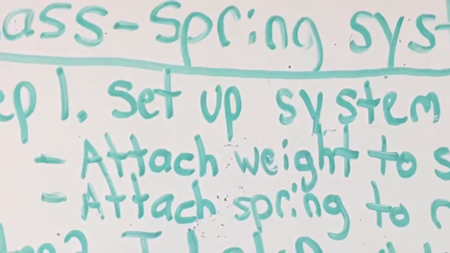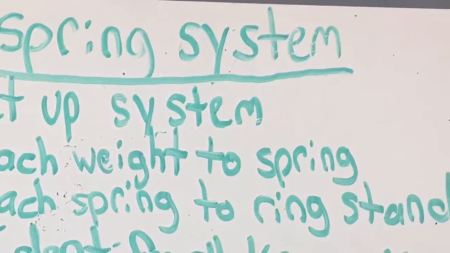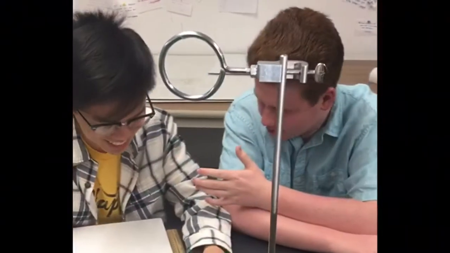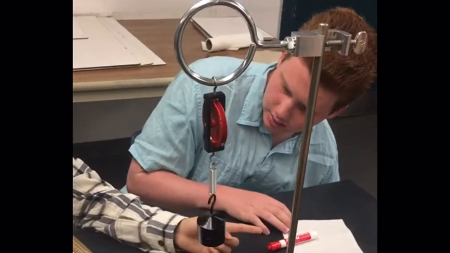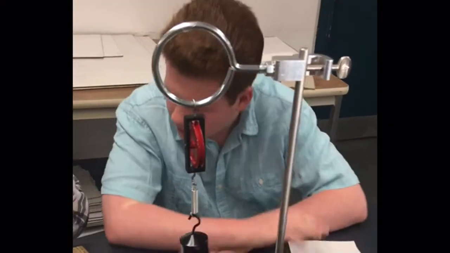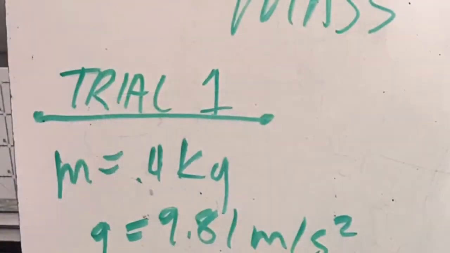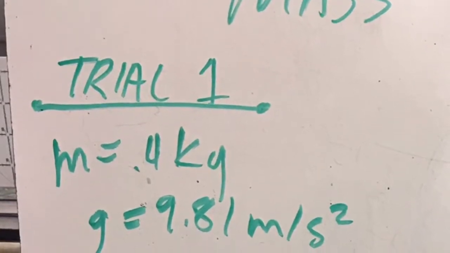In order to perform the mass spring system experiment, there are 4 steps you must take. First, you must set up the system by setting up a spring stand, attaching a spring to the ring stand, and attaching a weight to the spring. The second step is to identify all your known variables, which would be mass and the force of gravity.